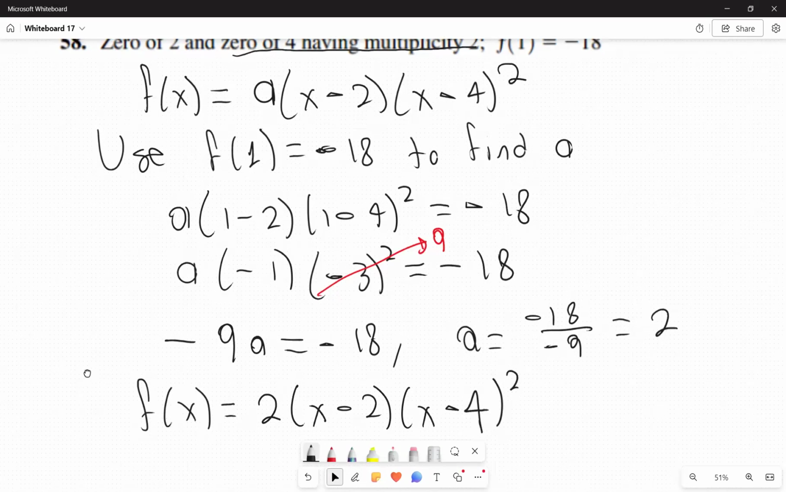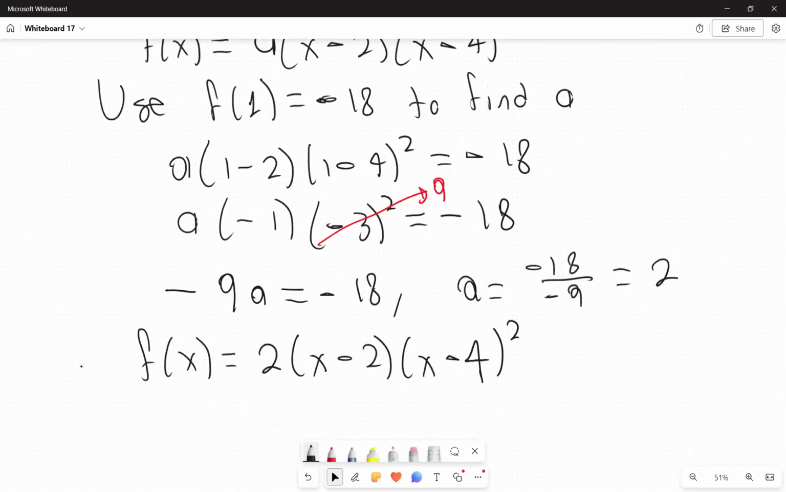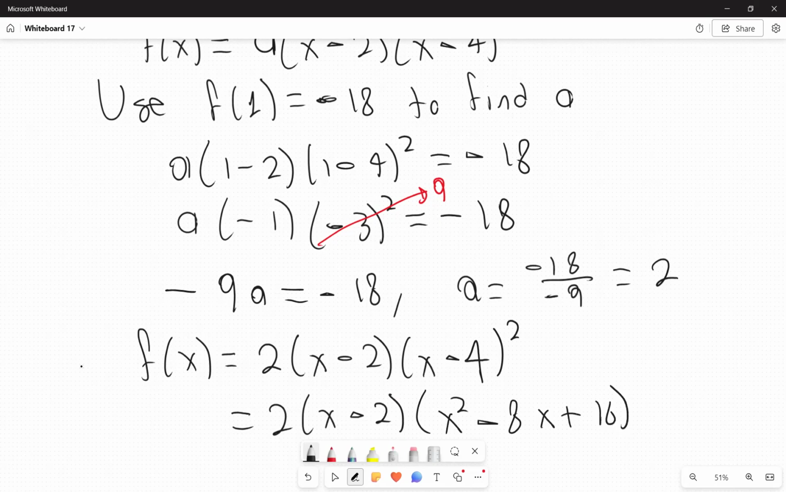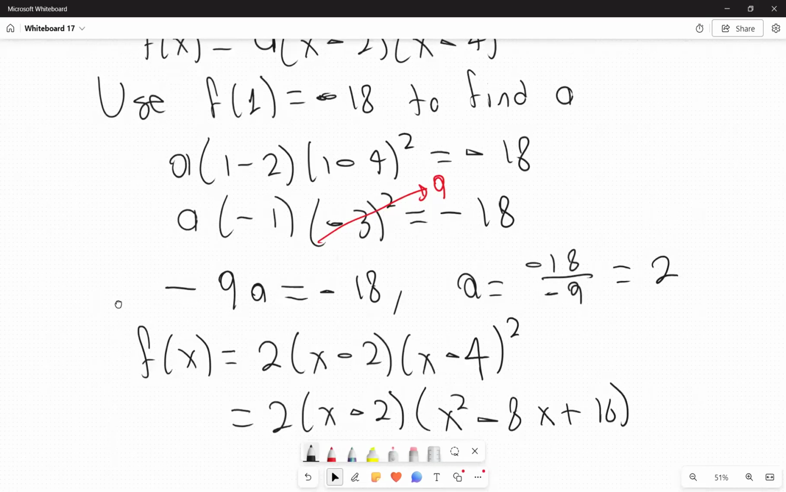So we're going to distribute x minus 2. x minus 4 squared, that's the square of a binomial, so that's x squared minus 8x plus 16. And what we're going to do, we can distribute the 2.